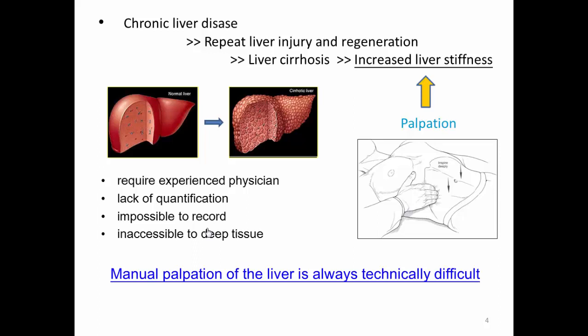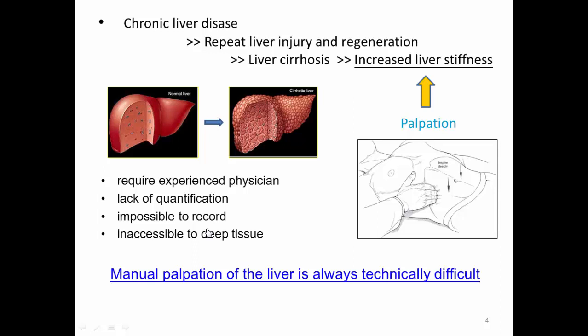Chronic liver disease is characterized morphologically by repeat liver injury and regeneration. After repeat liver injury, the liver becomes fibrotic with deposition of fibroblasts in the cellular matrix. If untreated, this will progress to liver cirrhosis, and liver fibrosis and cirrhosis increase liver stiffness.